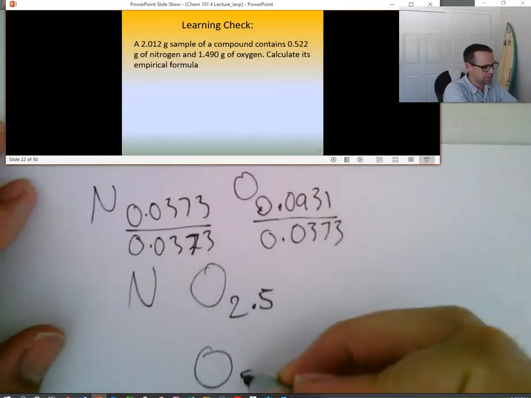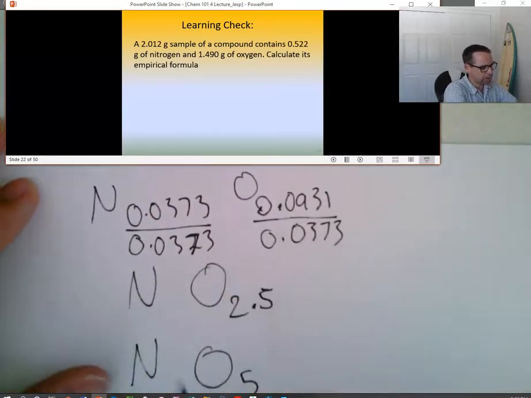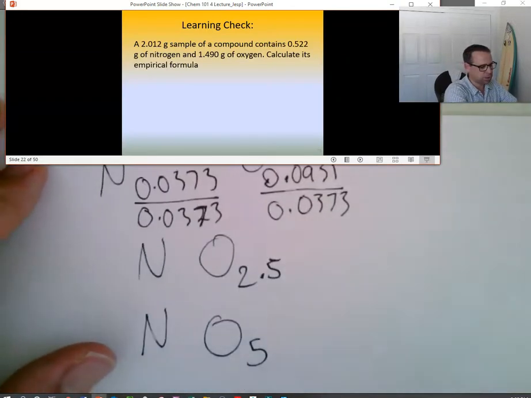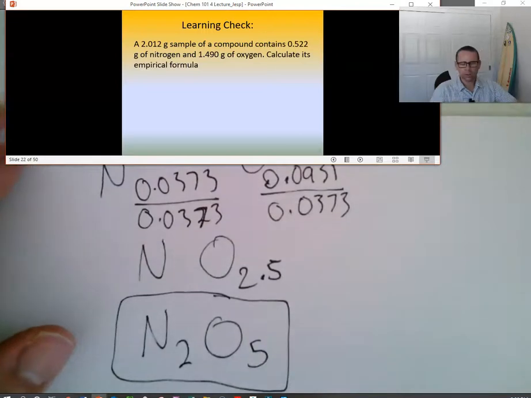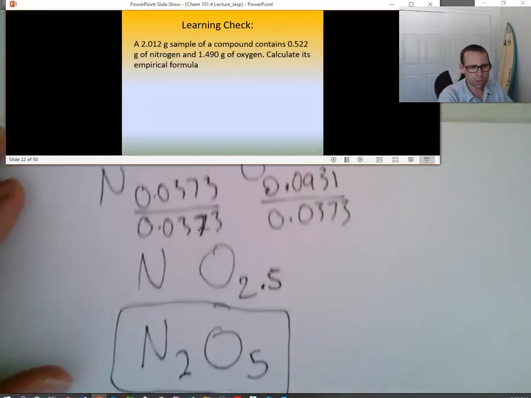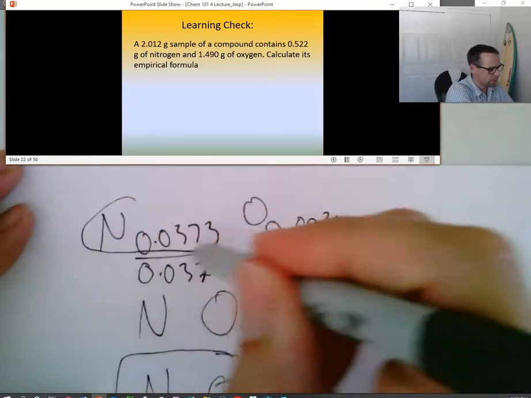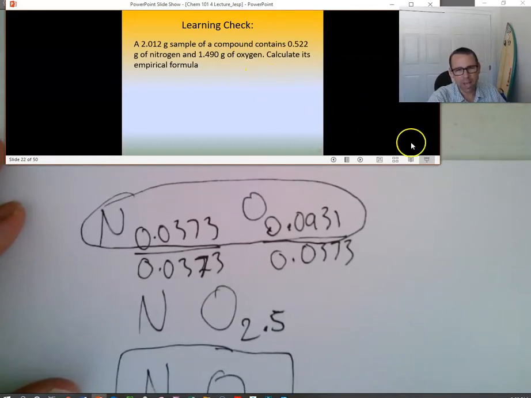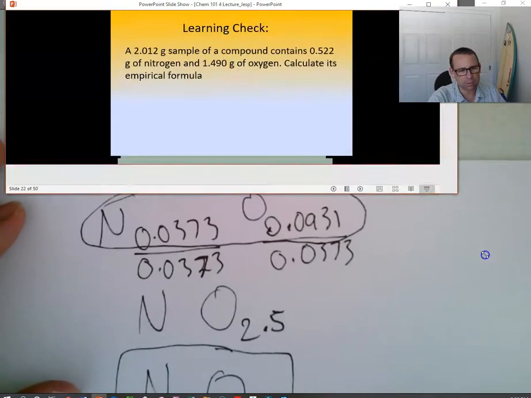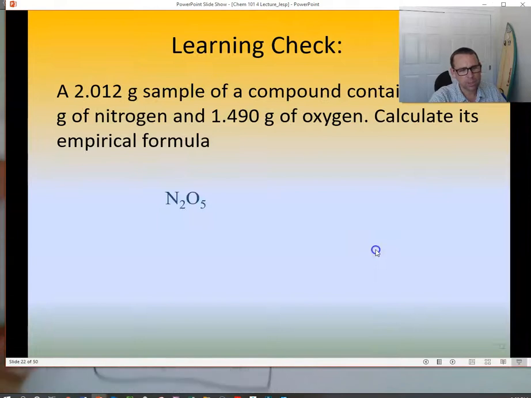Multiply it by 2. Now, if I do that, I also have to multiply the nitrogen by 2, right? But now I have the ratio in moles of nitrogen and oxygen in whole numbers. And it's the same ratio that I had before, that I got from the masses of the materials to start off with. Okay, very good. So I got N2O5 as my empirical formula.